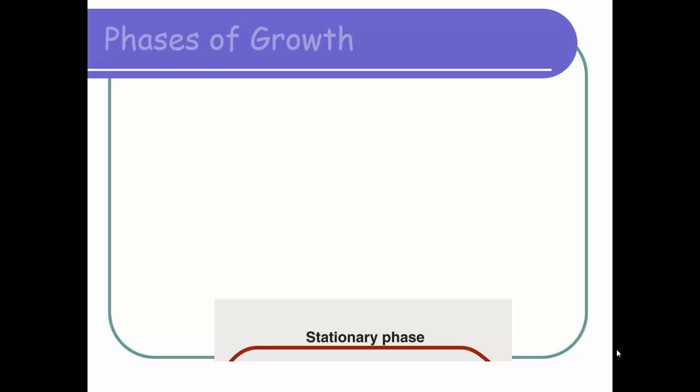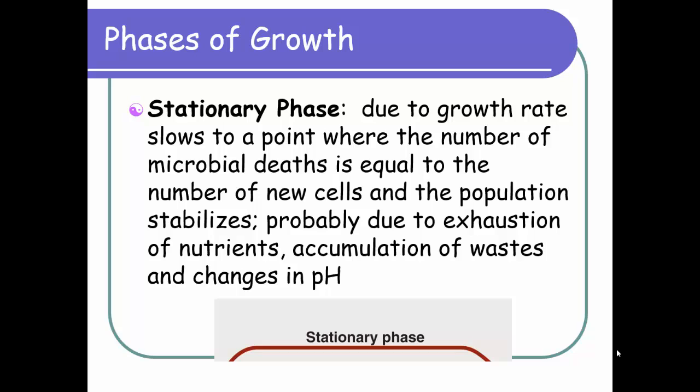However, if nothing changes in the environment, we eventually reach a stationary phase, which you'll notice is flat. This is due to the fact that the growth rate slows to a point where the number of new cells equals the number of dead cells, and the population stabilizes. This stationary phase is probably due to the exhaustion of nutrients and the accumulation of wastes, along with changes in pH. Remember, many bacteria produce acids.